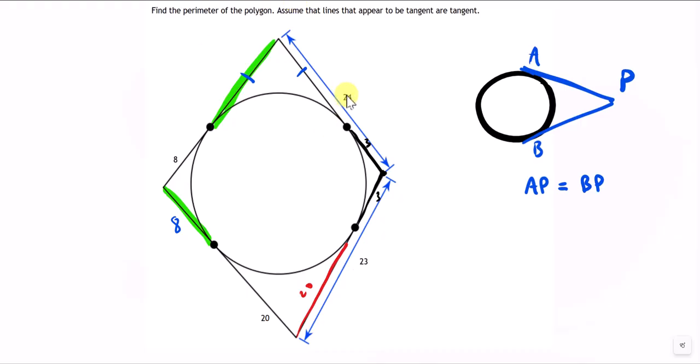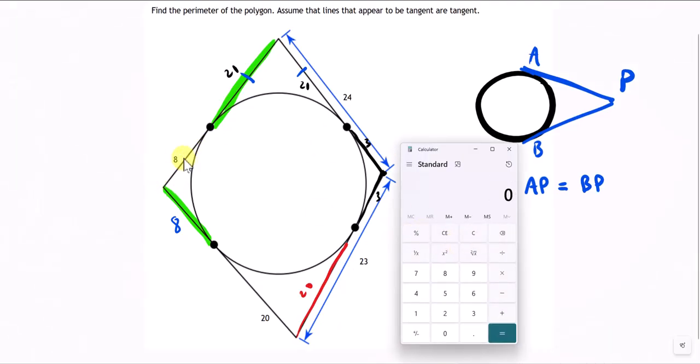And this entire length has the value of 24. If this one is 3, the remaining up here must be 21, because 21 plus 3 will give you 24. And if this one is 21, then the left hand side must be 21. And therefore, we have everything for all the lines around the polygon, right? And now it's time to add them all up together.